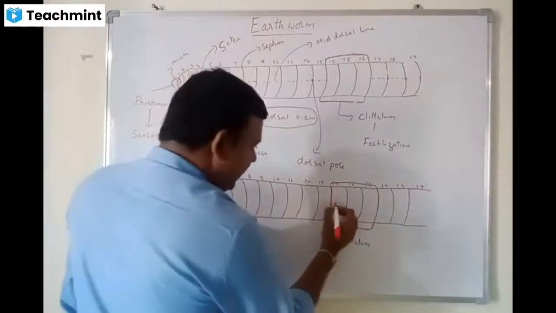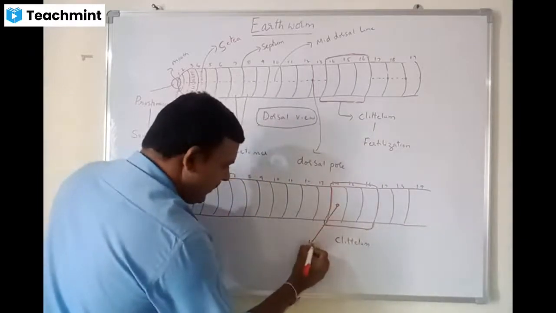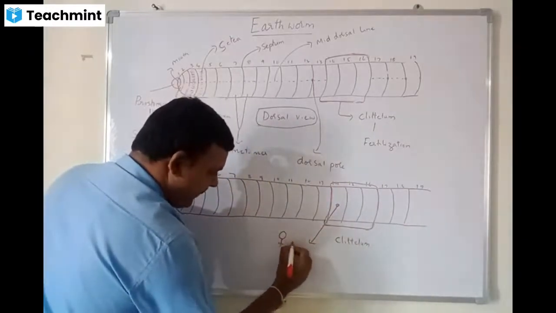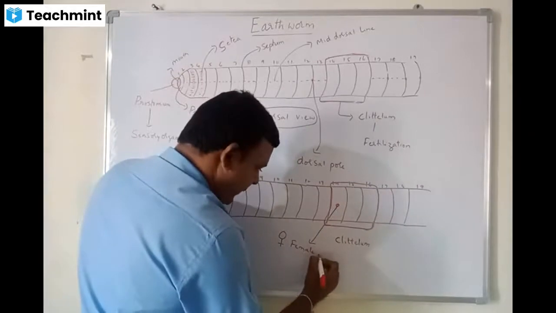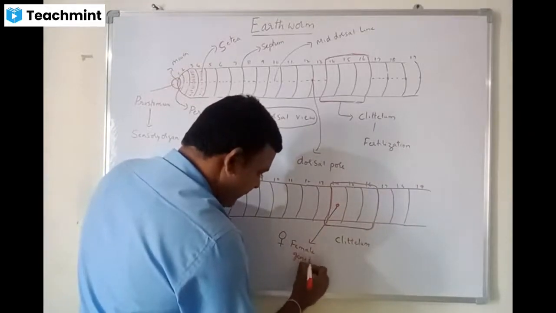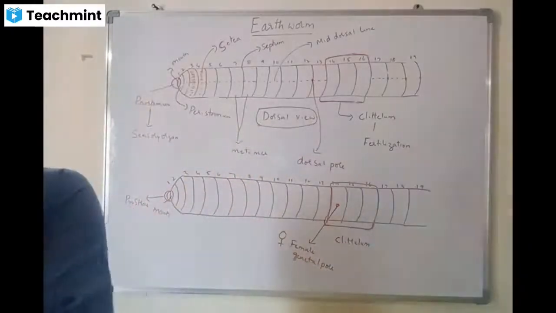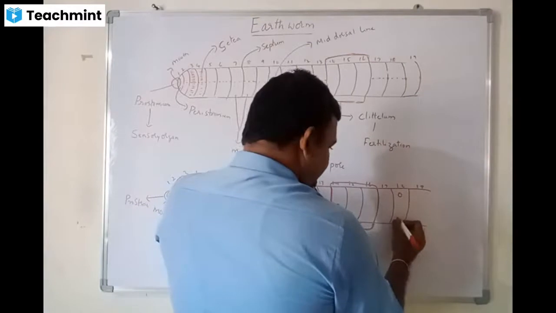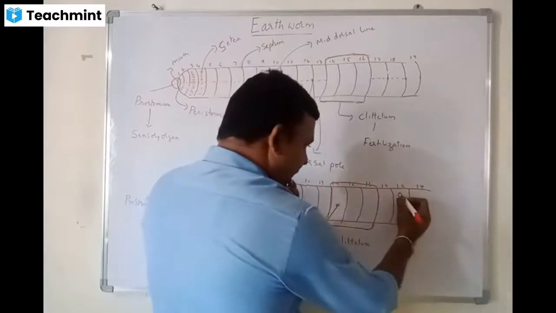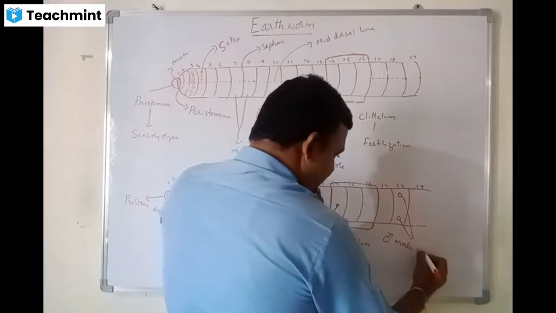On the 14th segment, median ventrally, there is an opening called the female genital pore. From this opening, the ovaries will come out. On the 18th segment, in the lateral ventral region, there is one pair of openings which are called the male genital pores.